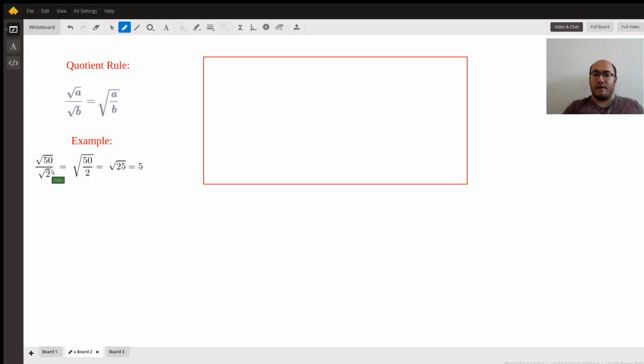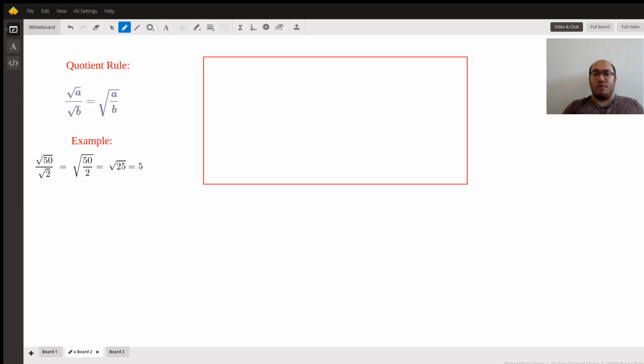So if you take a look at my example here, this is showing how it works. If I've got the square root of 50 on the top and the square root of 2 on the bottom, I can combine those underneath one radical sign. So we get here the square root of 50 over 2. And then I can simplify a bit on the inside. 50 over 2 gives me 25, and the square root of 25 is going to give us an answer of 5.